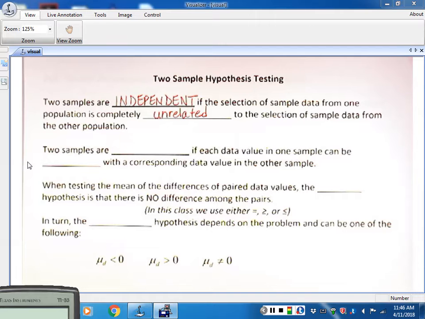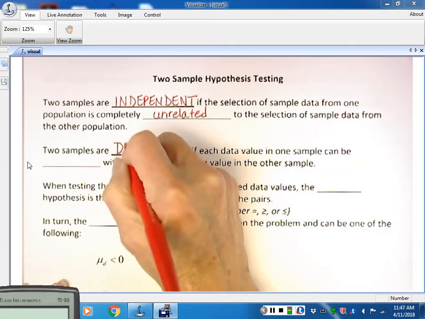For example, if I wanted to compare the exam scores on the last exam for this class to the exam scores on the last test to my afternoon class, that's 2 different populations. You are not the same population that they are. I could consider you samples from the same population, but as far as being populations, you're totally different populations. Your test grades don't have any influence on theirs, their test grades don't have any influence on yours. There's no connection between the two. On the other hand, two samples are dependent.